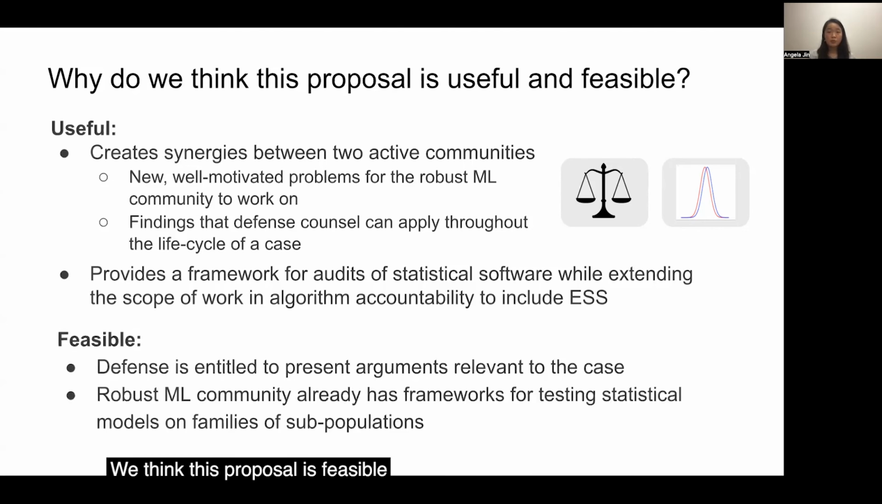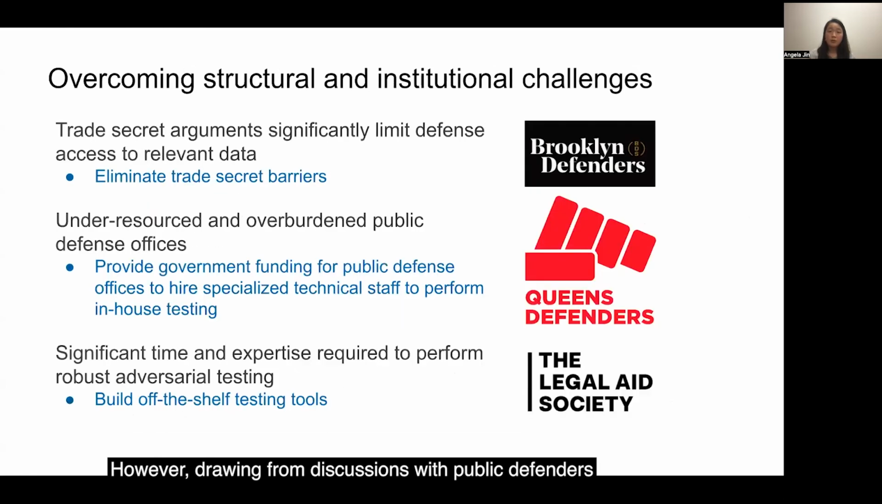We think this proposal is feasible because defense counsel is entitled to present arguments relevant to the case, and the robust ML community already has frameworks for testing statistical models on families of subpopulations. However, drawing from discussions with public defenders who informed much of our work, current structural and institutional barriers would prevent us from implementing robust adversarial testing in practice, so we discussed additional proposals to overcome those challenges.